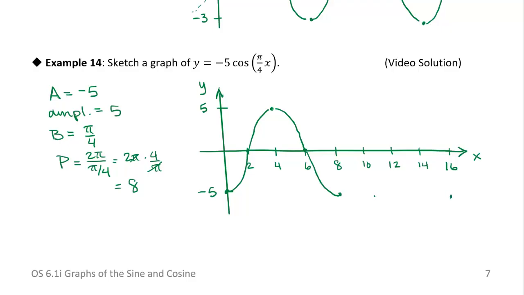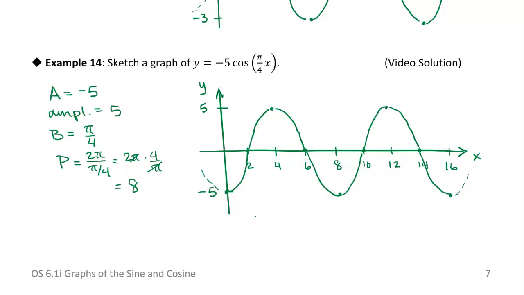So the period is going to end at x equals 16, because I'm just adding a period onto the 8. And then at 12, which is the middle, I'm going to be up at the maximum, and I'm going to cross the x-axis at the quarter points. And then again, I can just connect it up with a smooth curve. All right, so there we have 2 periods of this cosine function graphed.